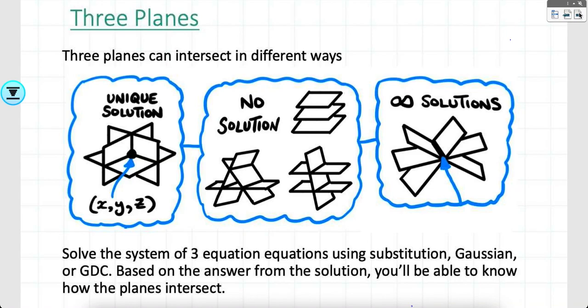So we'll look at three different examples and three different ways to solve them. But again, the solutions to these are not unusual. You've dealt with them if you've done systems of three equations.